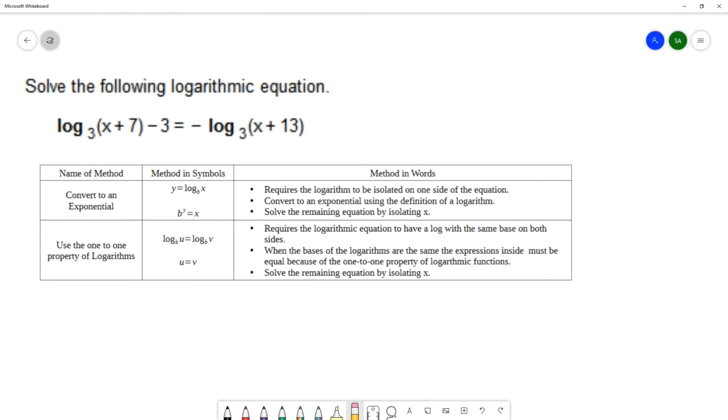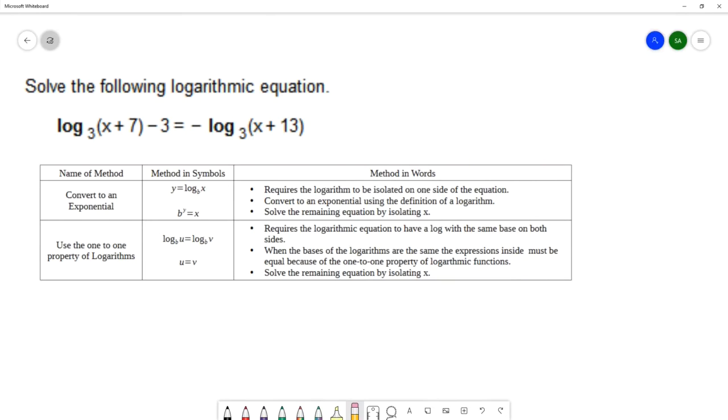So we've learned two methods for solving logarithmic equations, and I want to take a look at each one of them. One of the methods is to convert to an exponential. When you convert to an exponential, you typically will have the log only on one side of the equation, and you use the definition of the log to convert it to an exponential equation. The base of the log becomes the base of the exponent. The log equals the exponent, and the exponential expression equals the value inside of the log.